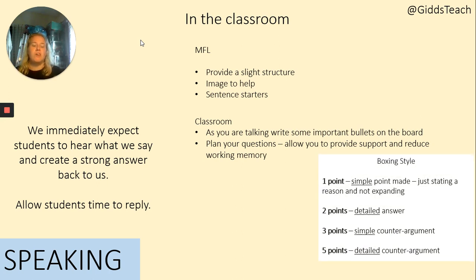You can do simple things like boxing style debates. If you're having a debate, give them some success criteria. 1 point, simple point, just saying something, a statement. 2 points, a detailed answer. 3 points, an answer but then able to counter it. And 5 points, a detailed counter argument. These little things will make a world of difference when you're speaking.